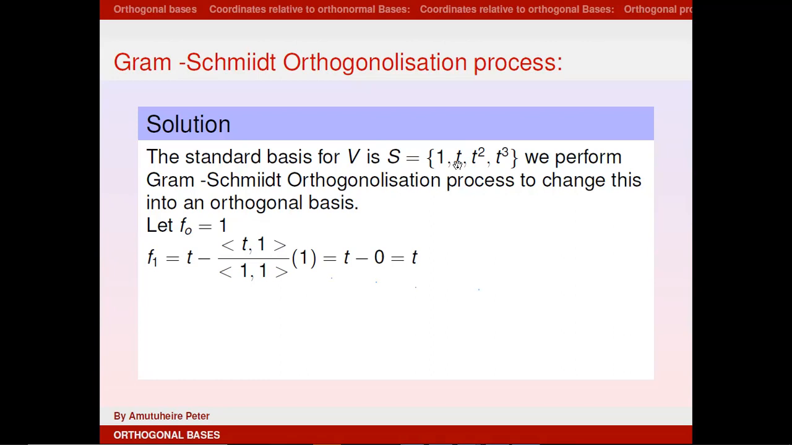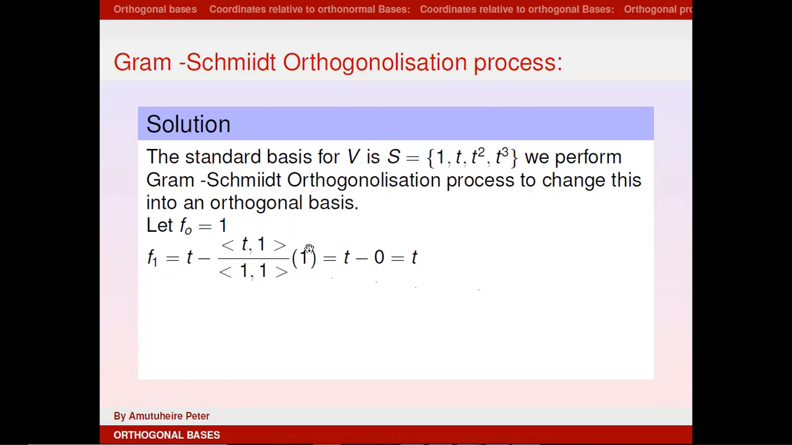To find F1, we compute the component of t that is orthogonal to the space W1 spanned by F0. So that one gives us t minus the component of t in the space spanned by F0, which is the inner product of t and 1, over the inner product of 1 and 1, and that.